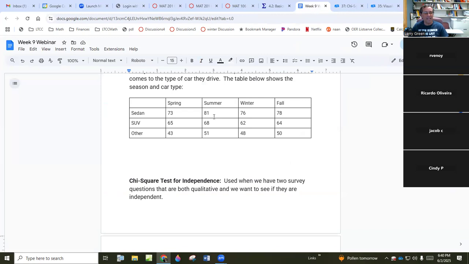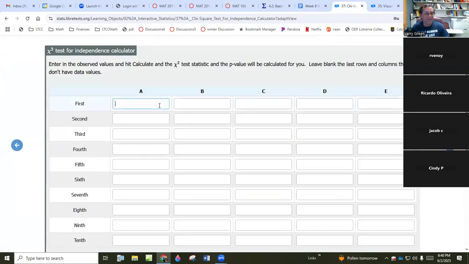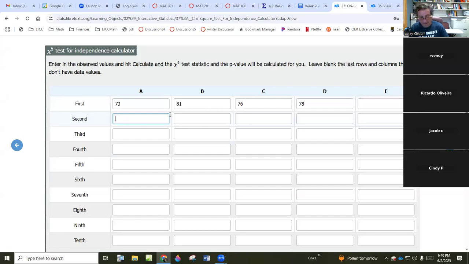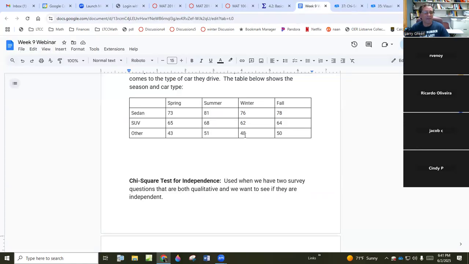So the first row is 73, 81, 76, and 78. The next row, 65, 68, 62, and 64. The third row, 43, 51, 48, and 50.